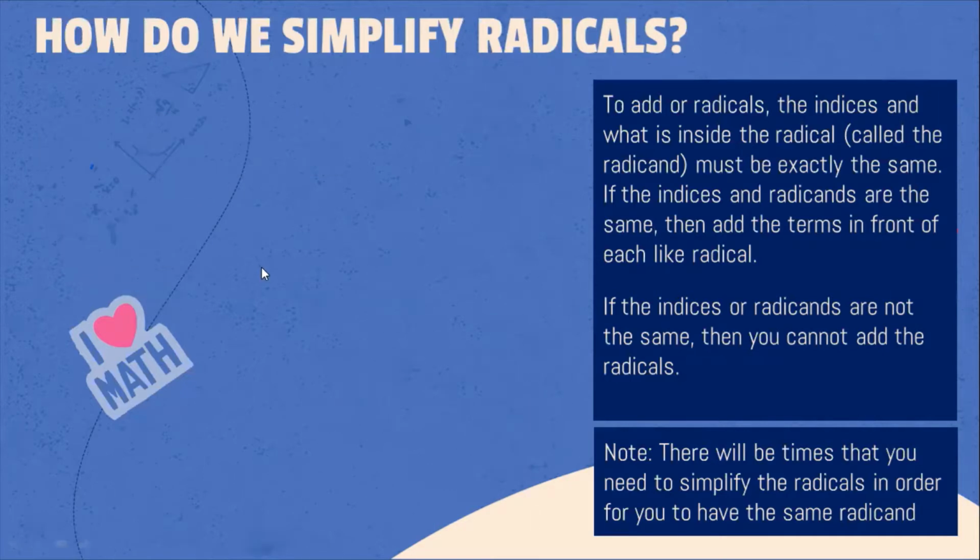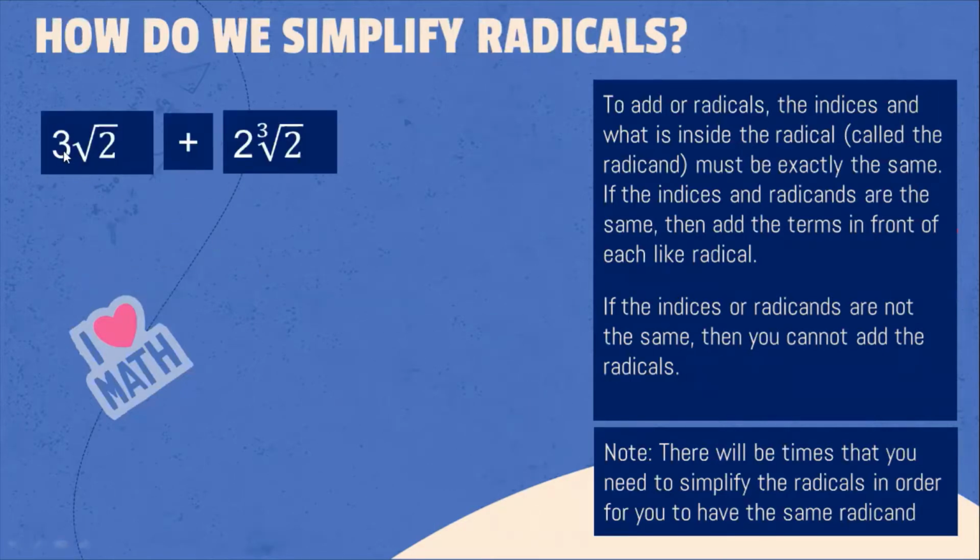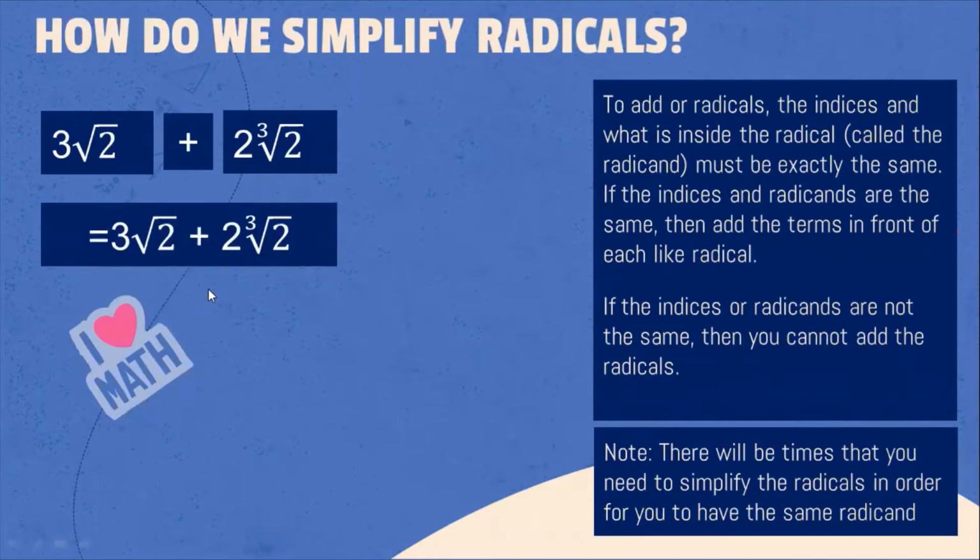Another example, what if 3 square root of 2 plus 2 cube root of 2? Do we have the same indices? No, we don't. Because it's square root, then it's cube root. That's why if the indices or radicands are not the same, then you cannot add the radicals. That's why our final answer is also the same: 3 square root of 2 plus 2 cube root of 2, because our indices are not the same.